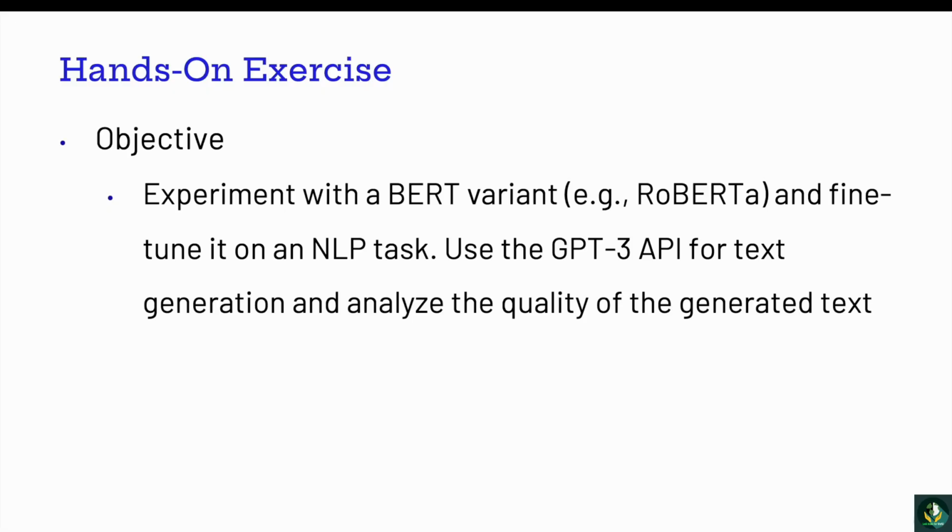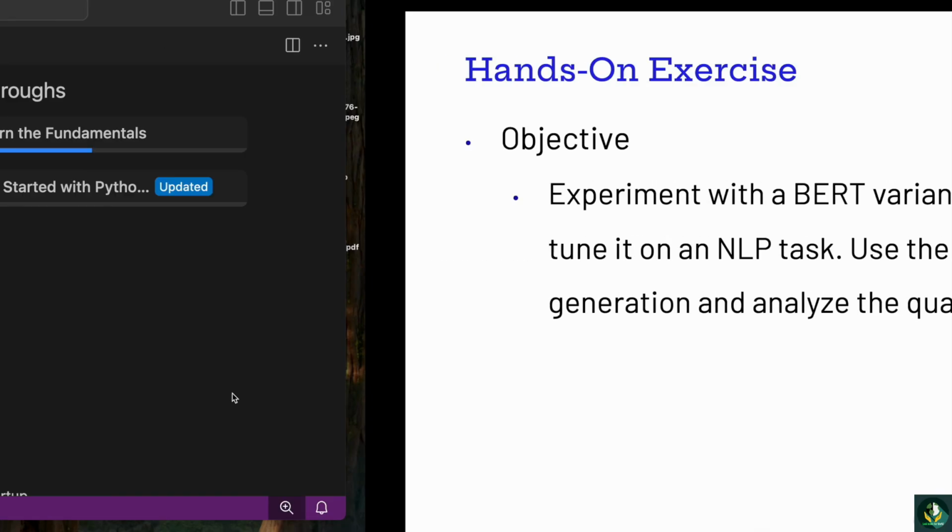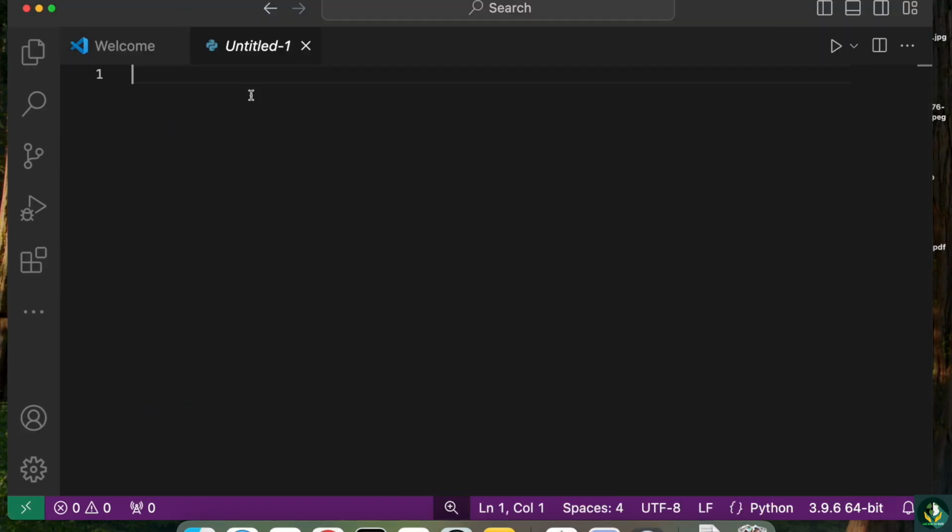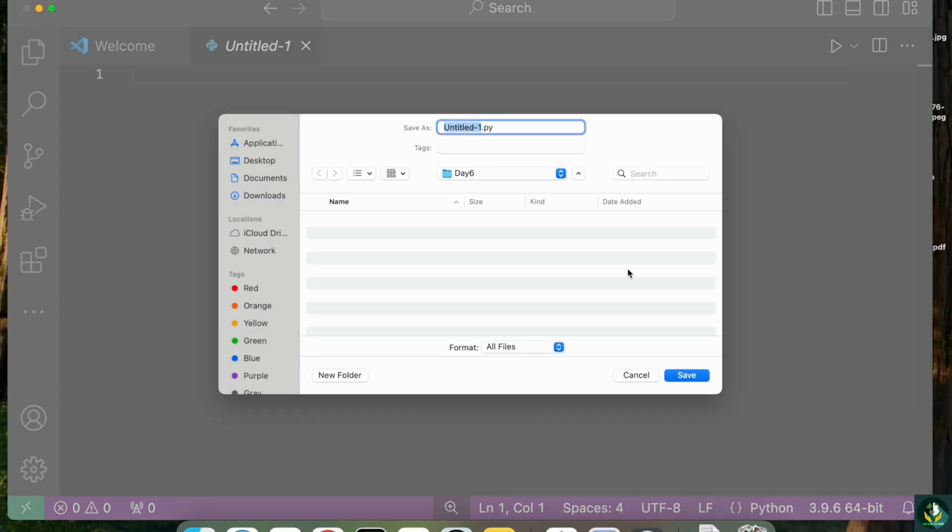Now, with all the knowledge that we gained, let's get into our hands on exercise where the objective is to experiment with a BERT variant, for example RoBERTa, and fine tune it on an NLP task. We'll use the GPT-3 API for text generation and analyze the quality of the generated text. So let's get started. To start with, let's go ahead and create a new Python file. I'll save it as day6_exercise1.